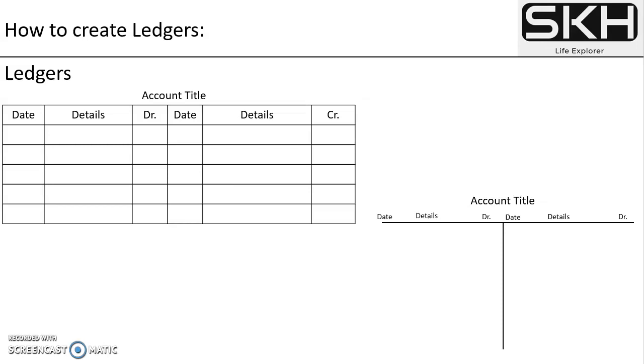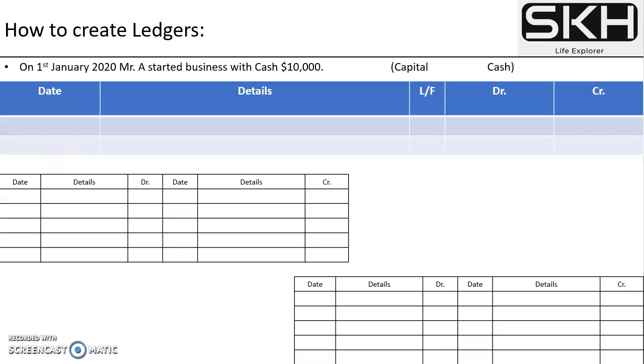Okay, let's begin without wasting any time. So students, this is the first transaction. On 1st January 2020, Mr. A started business with cash. So the step number 1, identify the account. We know that in this transaction there are two accounts. One is the cash account and the second one is capital account.